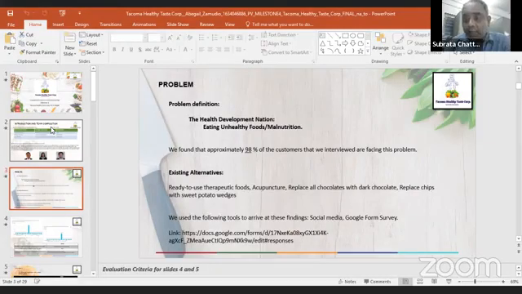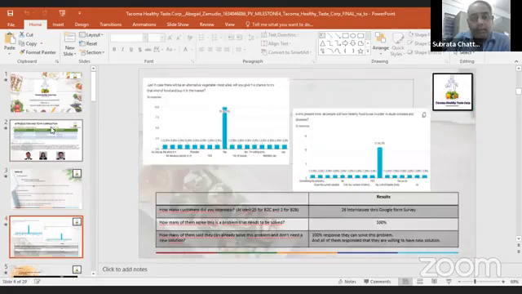So what are the existing alternatives? They have done an alternative analysis. Ready to use therapeutic foods, acupuncture, replace all the chocolates with dark chocolates, and sweet potato wedges, that can be a solution. And they have used extensively Google Form survey and social media, because this venture was actually carried out during the pandemic. So they have done the survey through online mode. And this was the result of the survey.